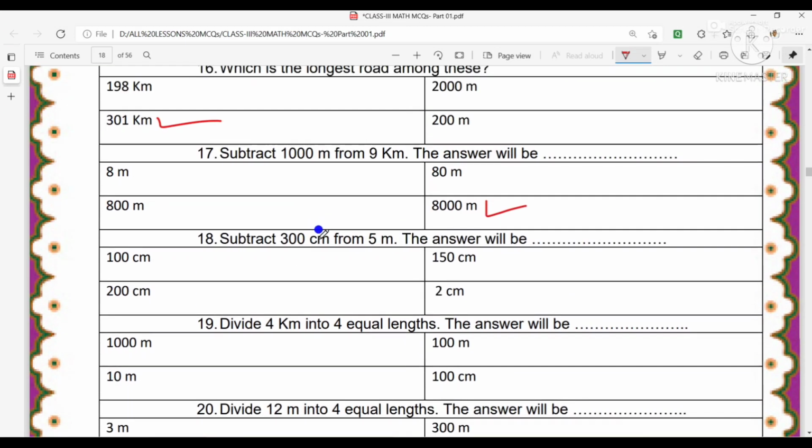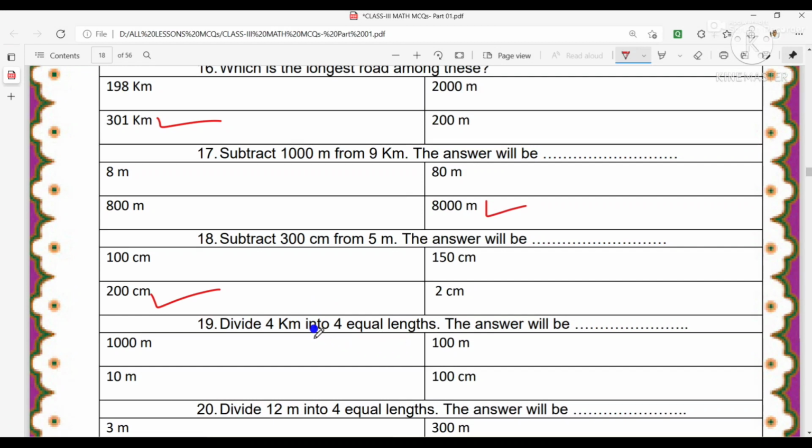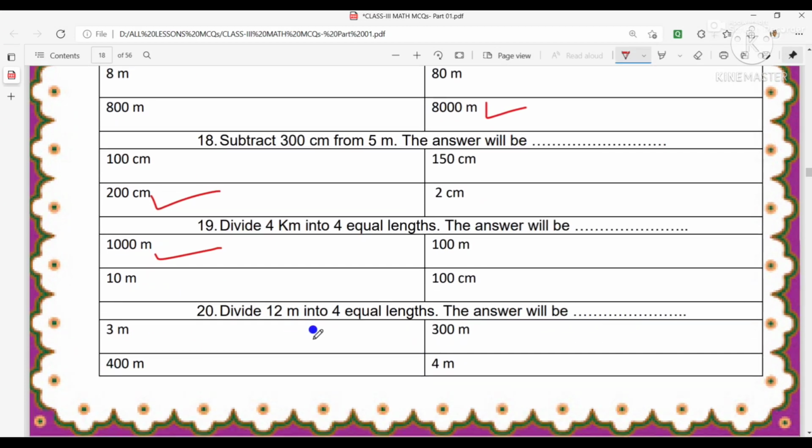Subtract 300 centimeter from 5 meter. 5 meter equal to 500 centimeter. So 500 centimeter minus 300 centimeter equal to 200 centimeter. Divide 4 kilometer into 4 equal length. 4 kilometer divided by 4 equal to 1 kilometer, and 1 kilometer equal to 1000 meter. Divide 12 meter into 4 equal lengths. 12 meter divided by 4 equal to 3 meter. 3 meter, yes, this one, 3 meter already given here.